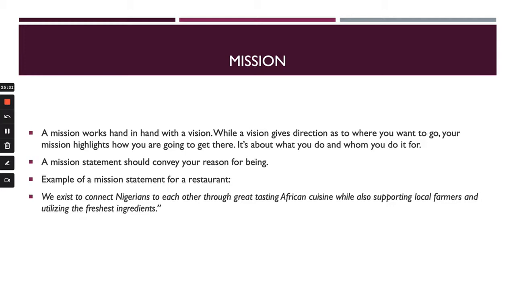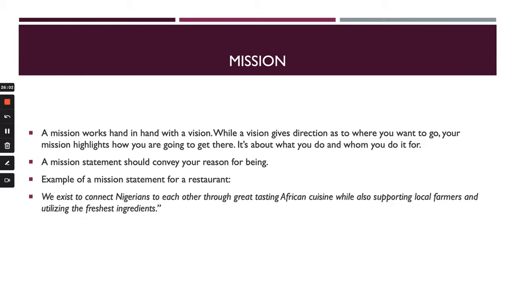So your mission works hand in hand with your vision. What your mission is supposed to capture is how you're going to get there. Remember, your vision is where you want your business to go. Your mission is how you're going to get there. And your mission should also cover the reason why your business exists, what it is doing, what problem it is solving, who it exists for. A mission statement should convey your reason for being.